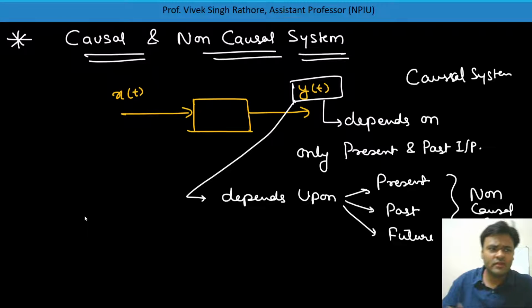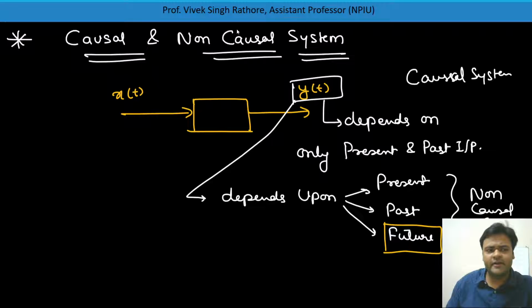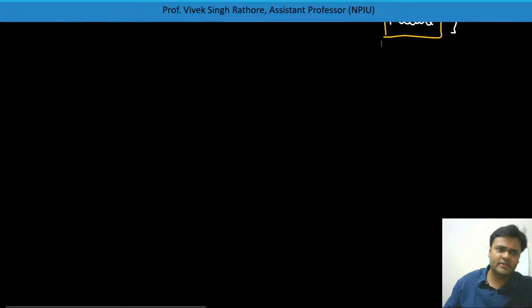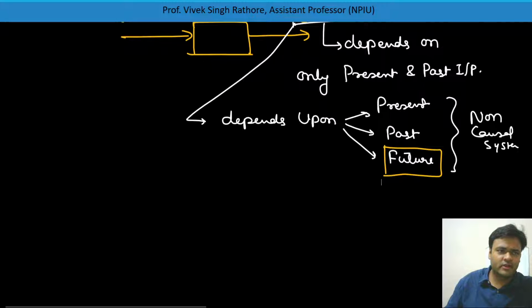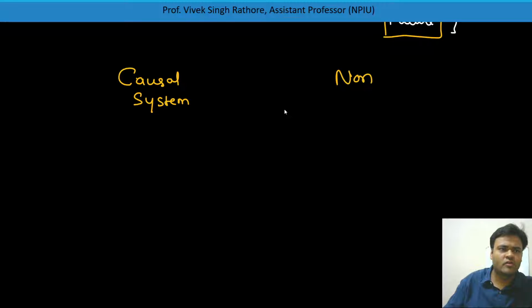So overall you need to consider only this: if the system depends upon a future value of input, it is a non-causal system; otherwise it is causal. Let's see some examples, but first I'll tell you some other names also for causal systems and non-causal systems.